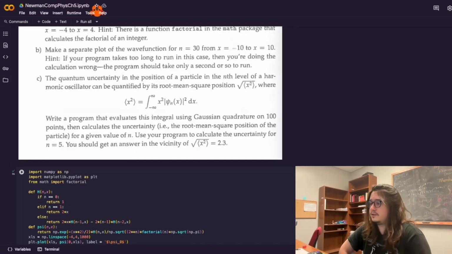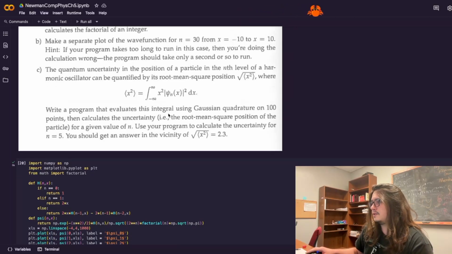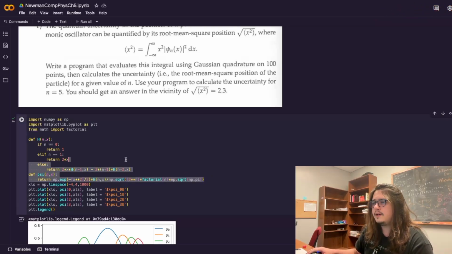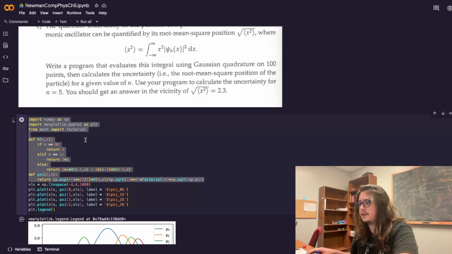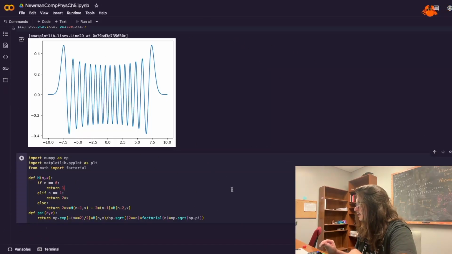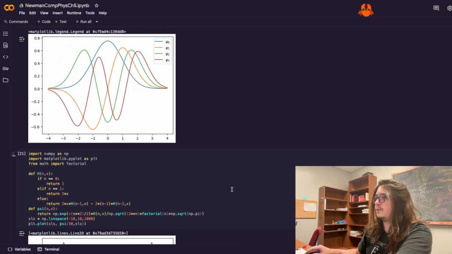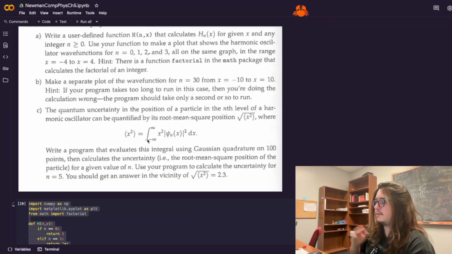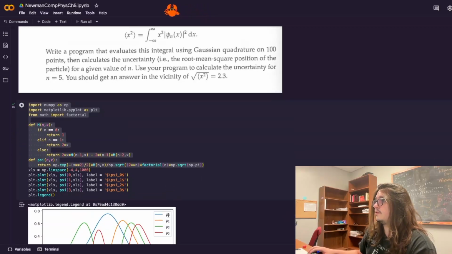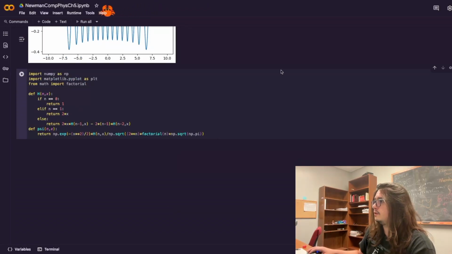Last part is to calculate the quantum uncertainty in the position of a particle using this little formula here. And it's a Gaussian quadrature sort of integral. Fun. So I'm going to take this bit of the code again, and I'm going to start setting up some Gaussian quadrature stuff. The thing to realize, though, is that when you have integrals that go from minus infinity to infinity, it's really useful to make a substitution of variables if you want to calculate it numerically.